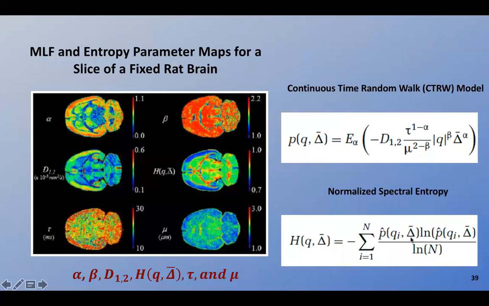Here's some prettier versions of it. So here's alpha, here's beta, the fractional time and space derivative. Here's the diffusion coefficient. Here's the mu and tau. And here's sort of an entropy, normalized spectral entropy.